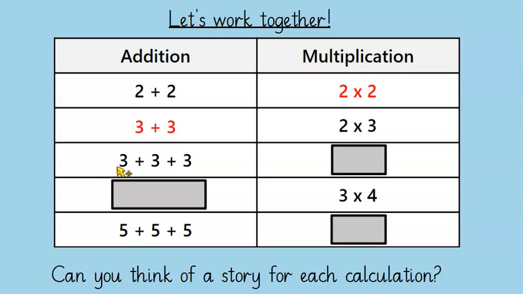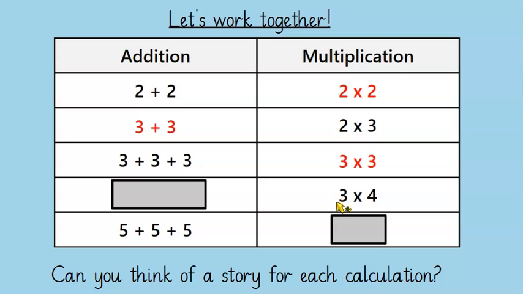How about this one then? I've got 3 add 3 add 3. How many times have I got 3? That's right, 3 times. So what would my multiplication sentence be? I've got it 3 times. There, can you see that? 3 times. What have I got 3 times? 3 times 3. Well done.